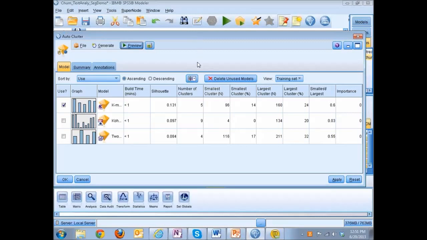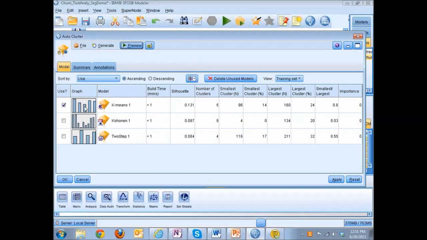in the interest of time, and it's chosen this one, the k-means, and it's chosen a number of 5 clusters, so it's divided my set of customers who have left us into five segments. So let's take a look at those segments.